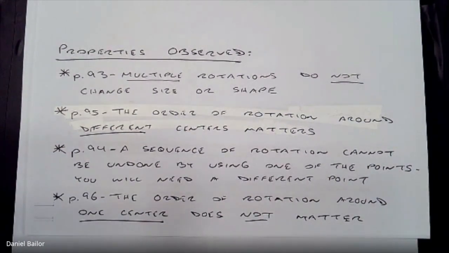Copy that in your notes, please, on your properties list. Make sure you have page 96 completed, that you understand page 96, that you can see how to rotate, and you know that the order with only one center does not matter. Pause the video if you need to, look at your notes and your page again, and then unpause when you are ready to move on to page 97.